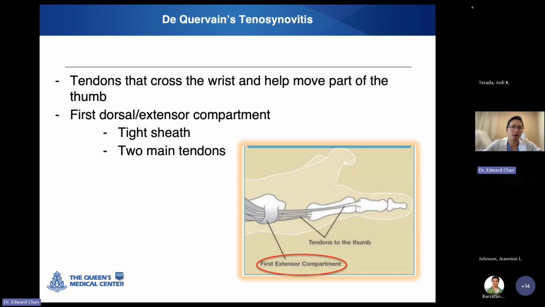Unlike trigger finger, however, as we'll talk about later, usually the symptom is mainly pain. You don't really get triggering of the wrist. It just doesn't happen here. So people's wrists aren't getting stuck or anything like that, but it's just pain in that area.